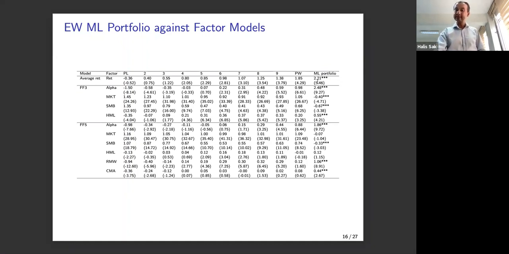And what about the alpha? This is 2.11 percent, a monthly return for all the test periods, and this is significant. The number inside the parentheses is the t-statistic. We try to explain this performance using FF3 and then FF5, and we fail. When we try to explain it, we need to look at the alpha, and as you see, the alpha is 2.48 and 1.86. They are still significant.